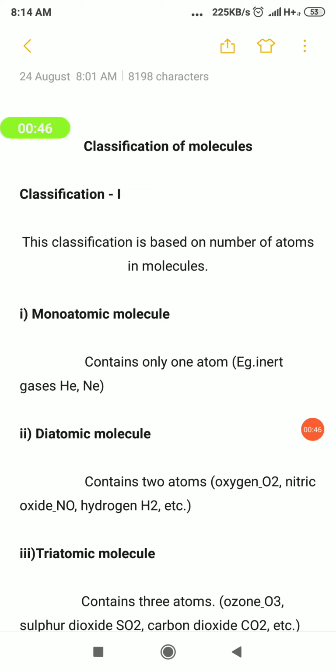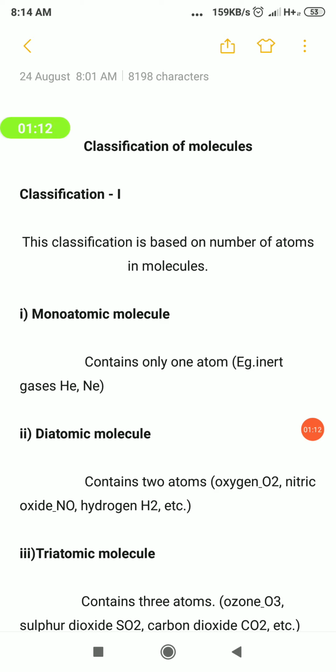How are molecules classified? We are going to classify the molecules according to two criteria. The first one, classification 1, is based on the number of atoms present in a molecule. By counting the number of atoms, we can say what kind of molecule it is. So the first one is monoatomic molecule.